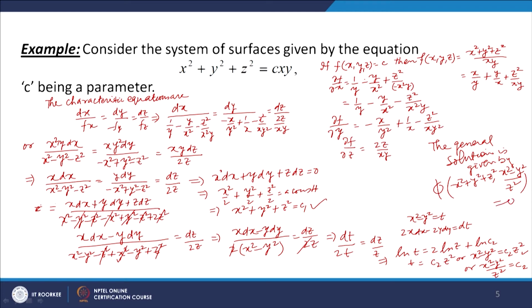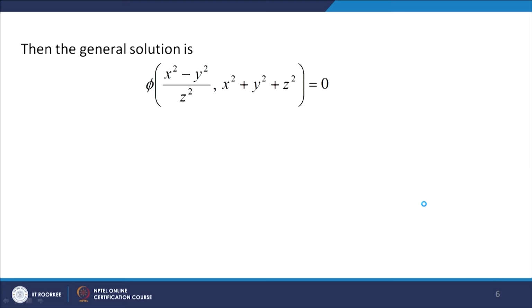equal to 0, because we know that if u(x, y, z) equal to constant and v(x, y, z) equal to constant are two independent solutions of the characteristic equations, then the general solution, the general integral, is phi(u, v) equal to 0. So, using this result, the general solution of the given system is phi of x square plus y square plus z square and x square minus y square over z square equal to 0. So, this is the solution we get.